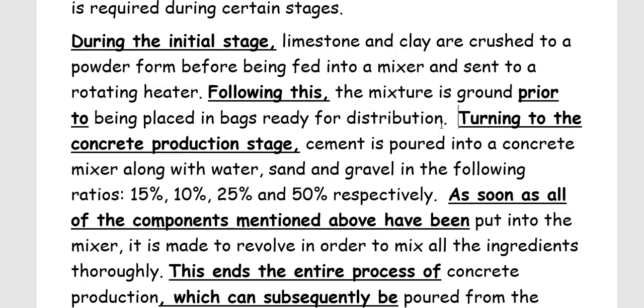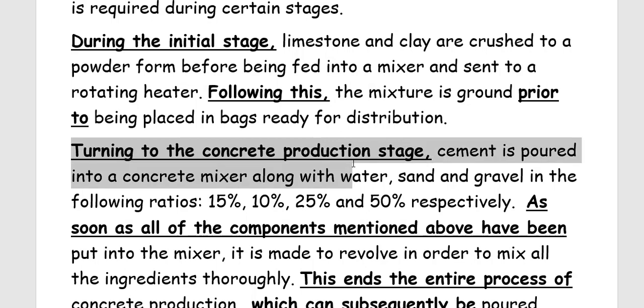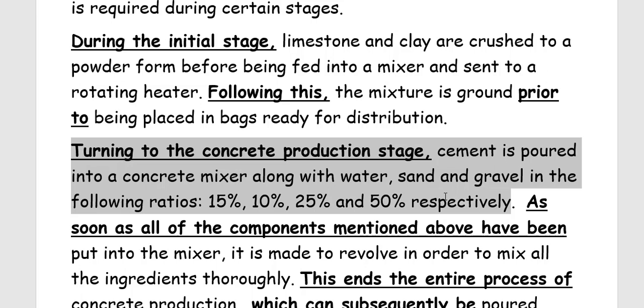Next, turning to the concrete production stage. Actually, it can be a new paragraph. Turning to the concrete production stage, cement is poured into a concrete mixer along with water, sand, and gravel in the following ratios: 15%, 10%, 25%, and 50% respectively.